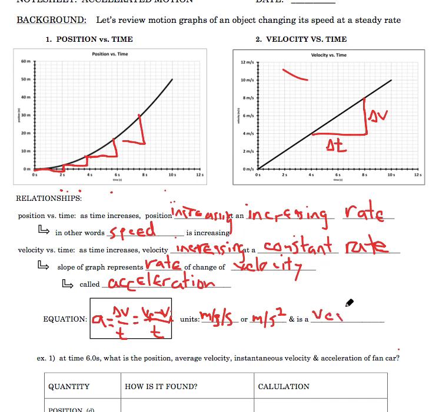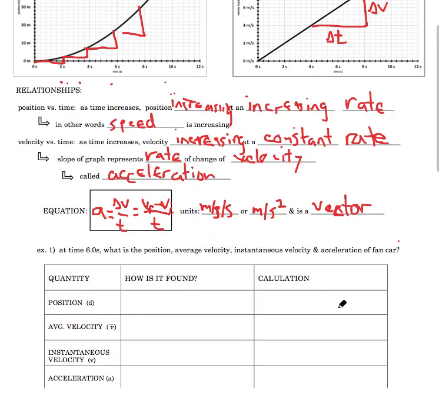Acceleration is a vector. So you can have negative acceleration, you can have positive acceleration, you can have sideways acceleration. We'll look at the first two in more detail later, and then eventually we'll look at sideways.